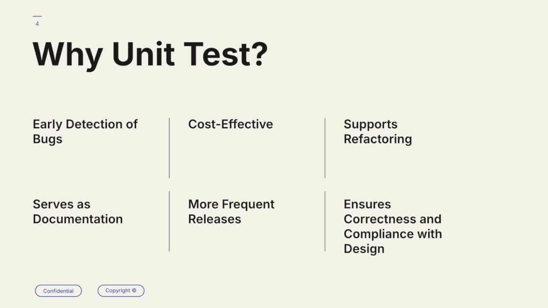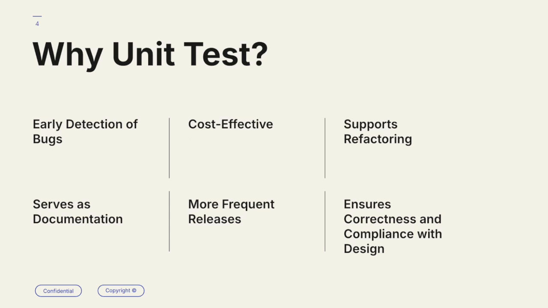Unit tests also give developers confidence when refactoring code. If you need to make changes to your code, unit tests act as a safety net, ensuring that the modifications don't break existing functionality. This makes refactoring easier, safer, and less risky. Next, unit tests can serve as documentation for your code. By writing tests, you're essentially documenting how the individual units of your system are supposed to behave. If another developer looks at your unit tests, they can quickly understand how a unit is expected to work and what edge cases need to be handled.